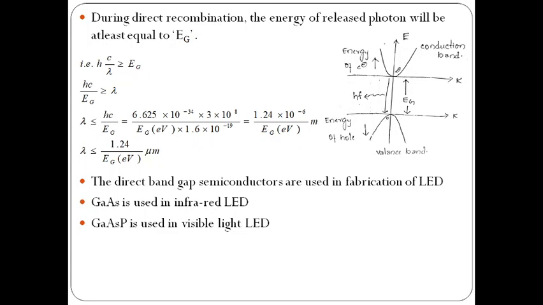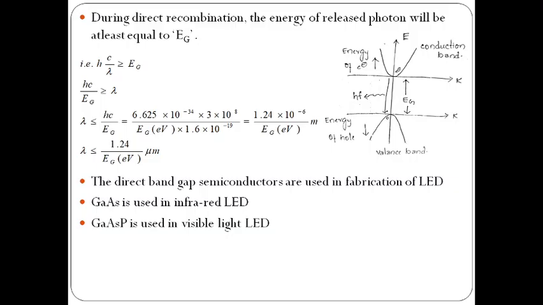So these direct band gap semiconductors are used in the fabrication of LEDs. Examples are gallium arsenide and gallium arsenide phosphide. These are used in the fabrication of light emitting diodes. So gallium arsenide is used in infrared LEDs and gallium arsenide phosphide is used in visible light LEDs. It is already discussed in the previous videos also.